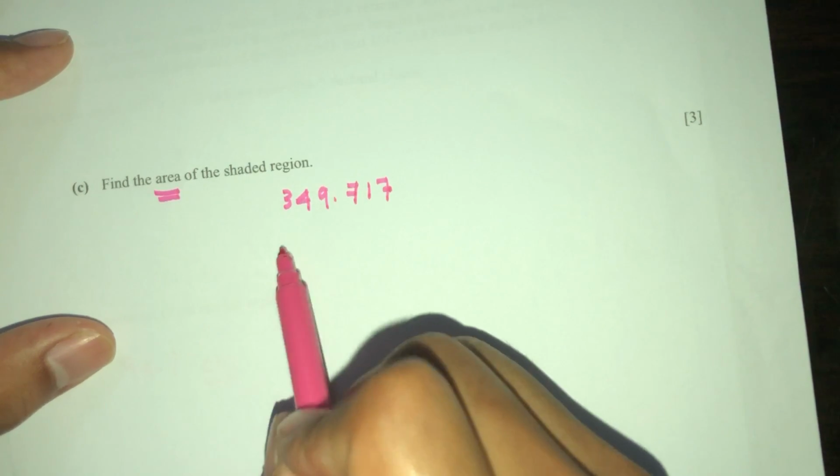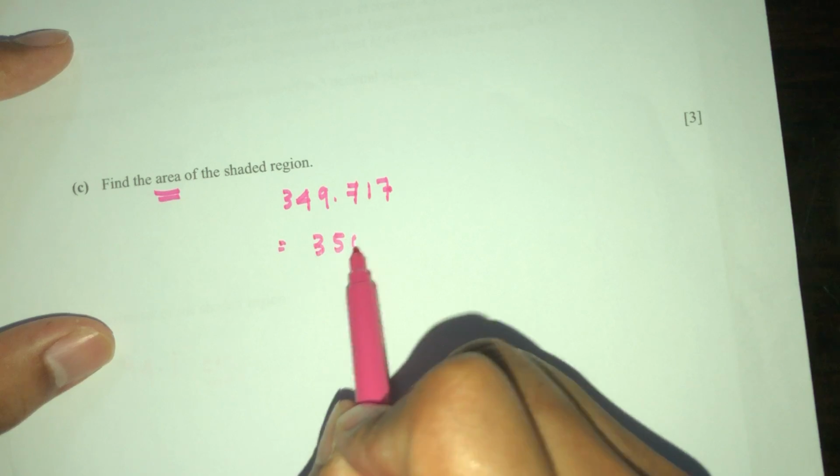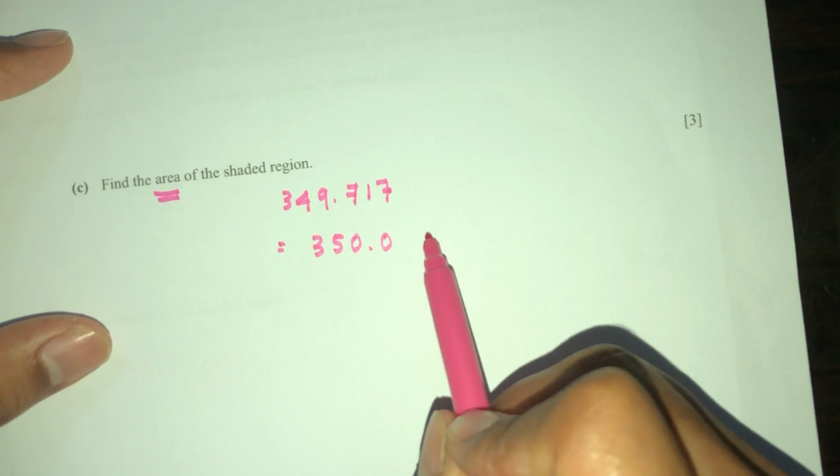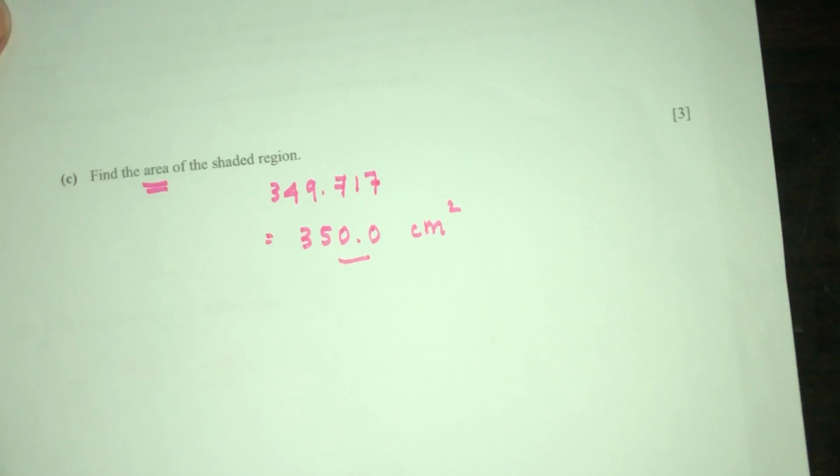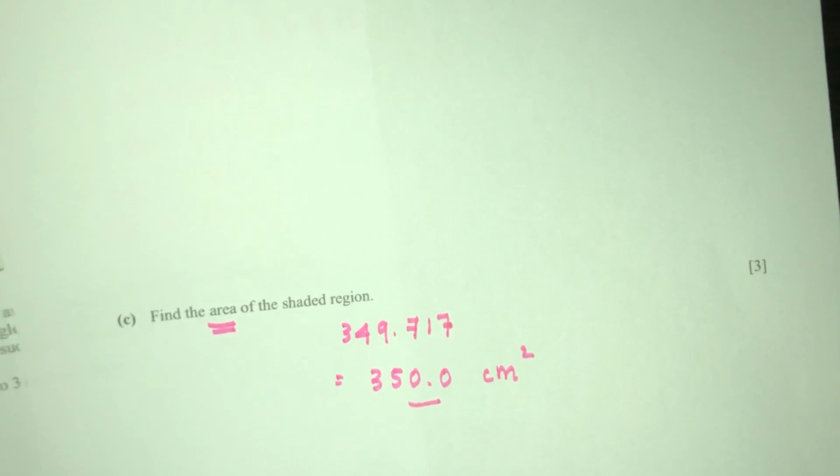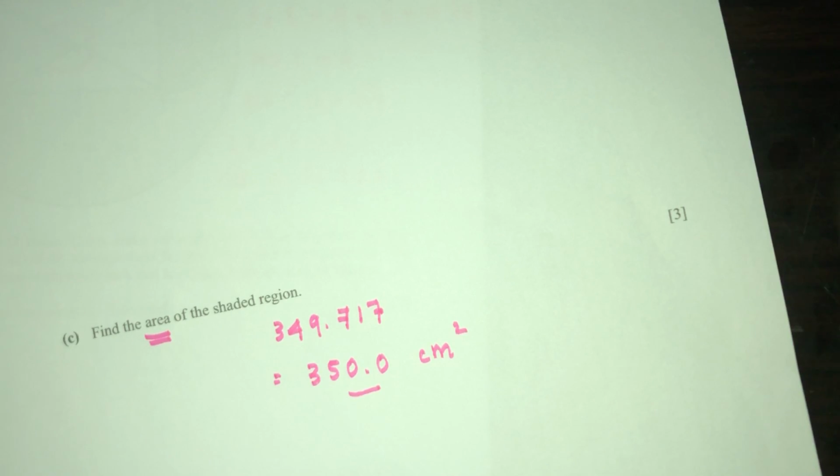So it will be 0.717. So correct to 3SF, that will be 350.0 centimeters square for the area. And that will be your answer for question number 9C for circular measure.